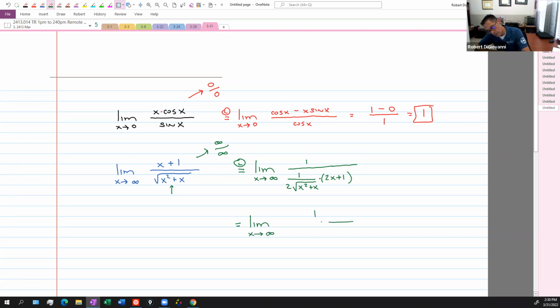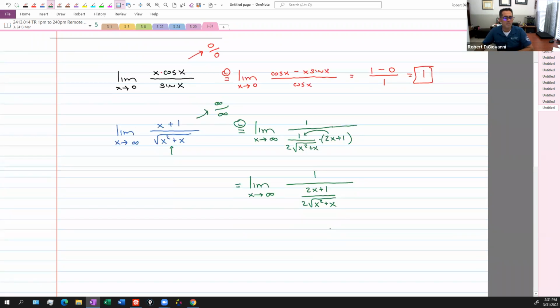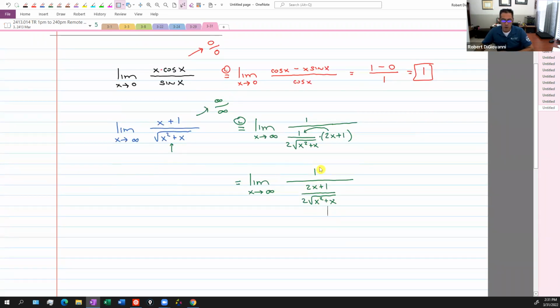So I have 1 over, and I'm going to slide this 2x plus 1 on top here. I have 2x plus 1 over 2 times the square root of x squared plus x. You understand? Now, 1 divided by a fraction means I can rewrite it as a reciprocal. So I can rewrite this as the limit as x goes to infinity of 2 root x squared plus x all over the 2x plus 1.